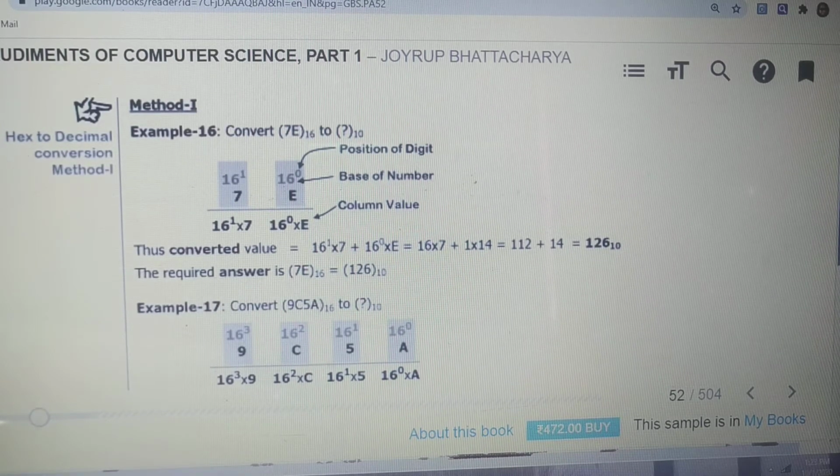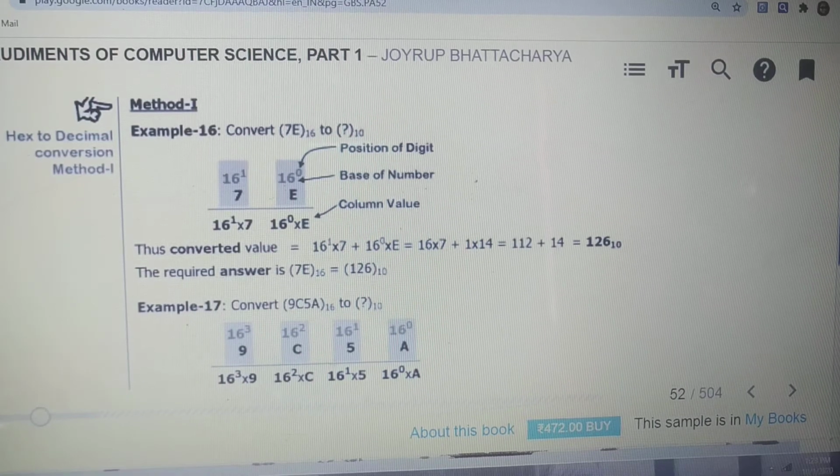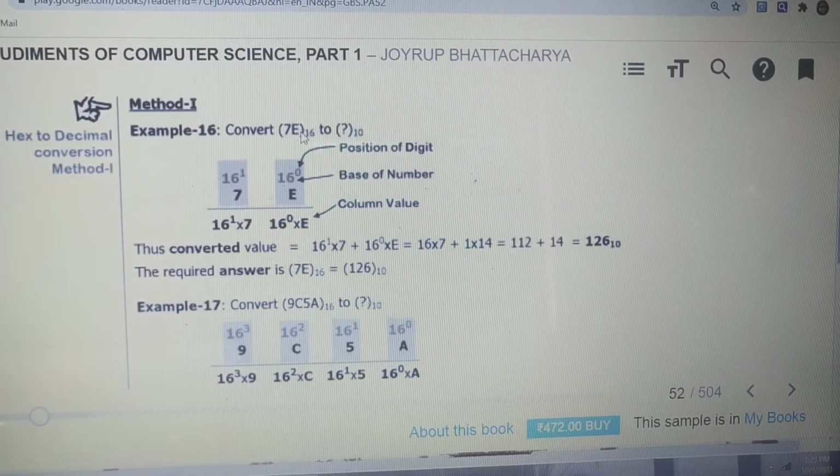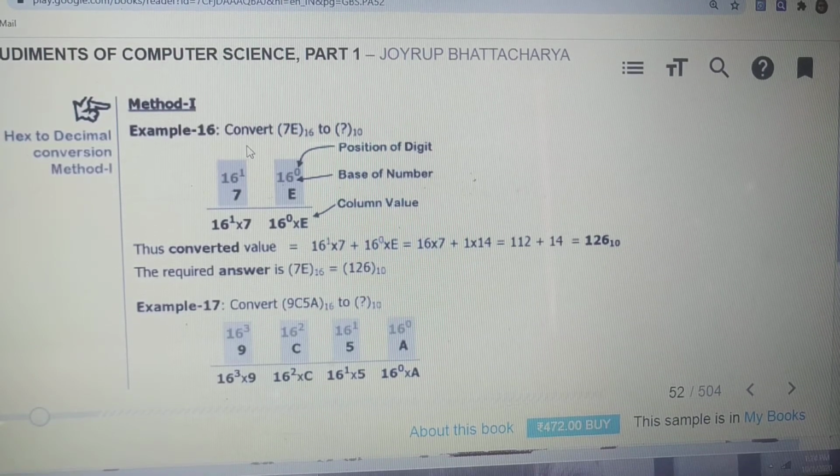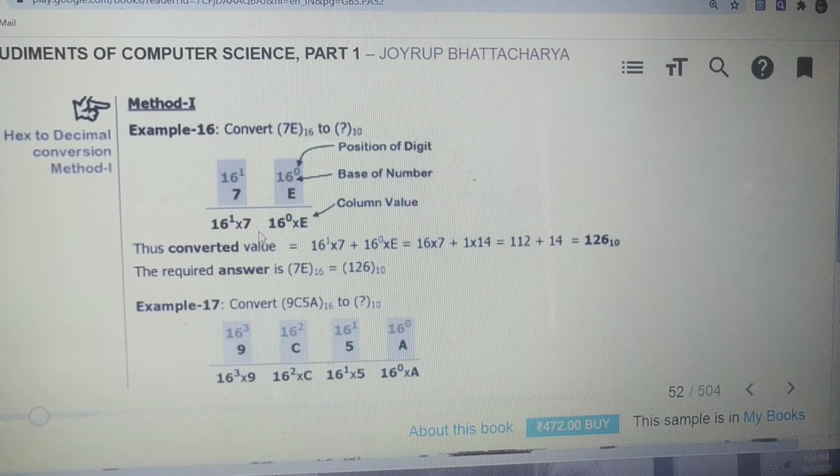Now start. The value given here is 7E, and we have to convert it into base 10. First put the positional values: E positional value is 0 and 7 positional value is 1. So E is multiplied by 16 to the power 0 and 7 is multiplied by 16 to the power 1, and we will add both values.